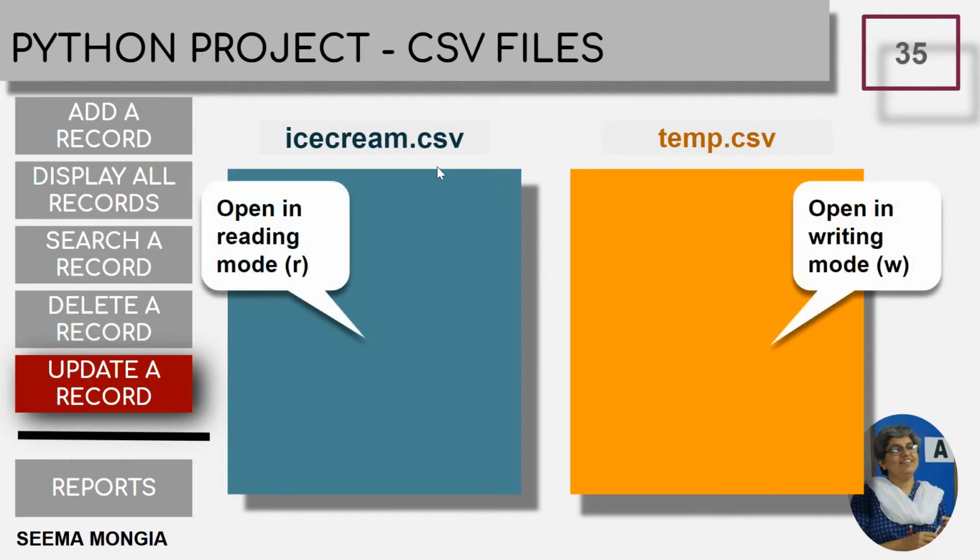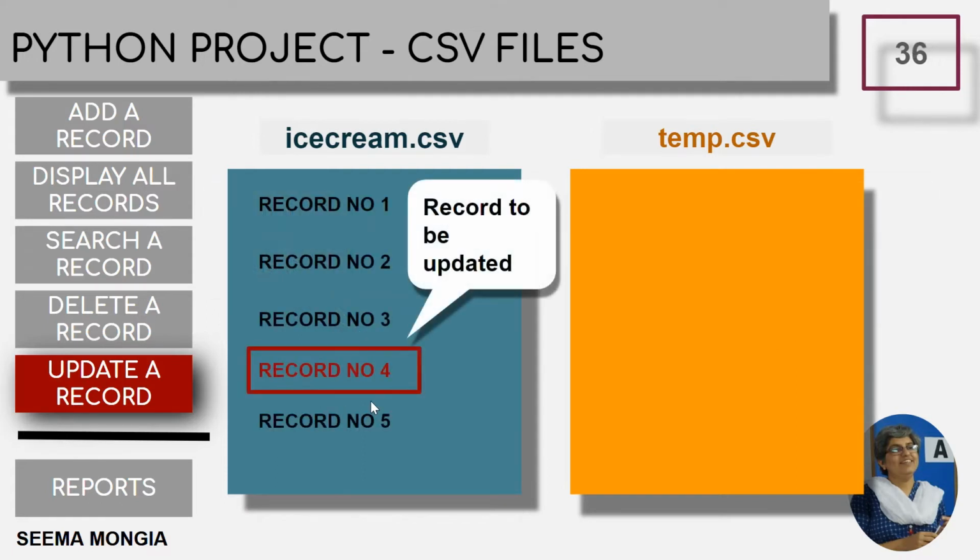Now I will open the original file which is having my records, in which I have to update a record, in read mode. So my original file I will open in the read mode, and the temporary file which is blank will be opened in the write mode. The same procedure as we followed for deleting a particular record in a CSV file using Python.